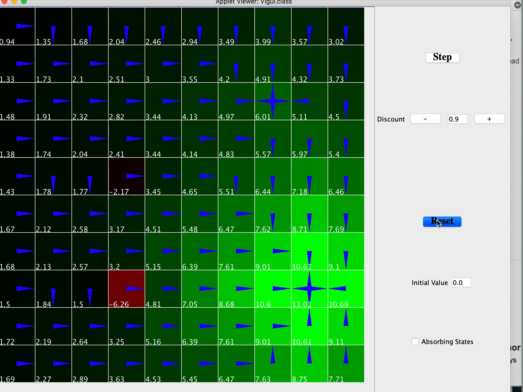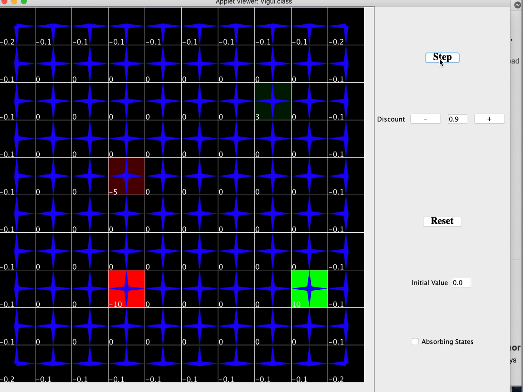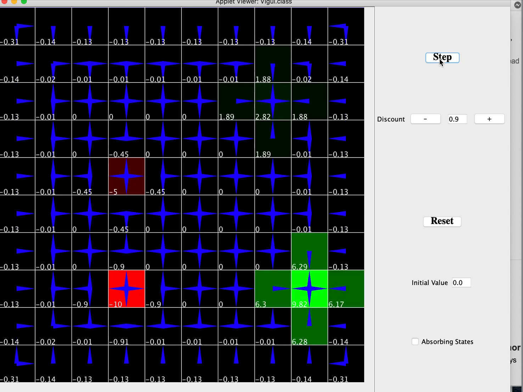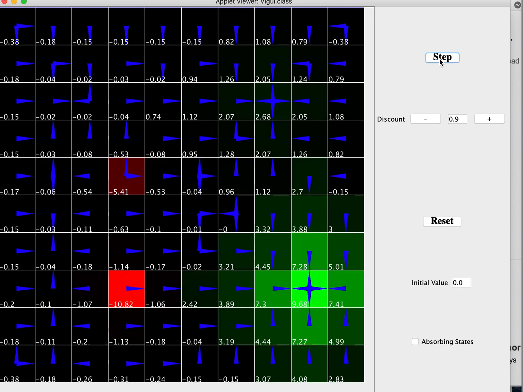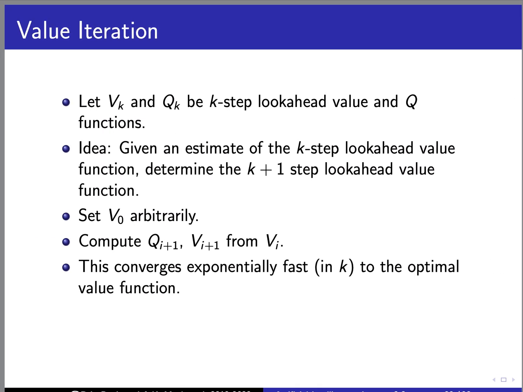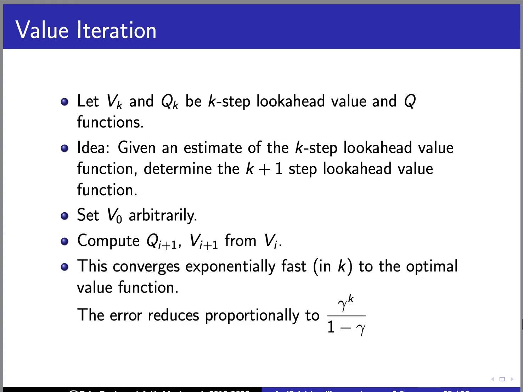Okay, so all we did here was look at the immediate reward, and then one step ahead, the value function, and then we're looking 2 steps ahead here, and now we're looking 3 steps ahead. Okay, all right. And this converges to the optimal value function, just like with the example there. And this error reduces proportional to this. That's what we did early on in here.